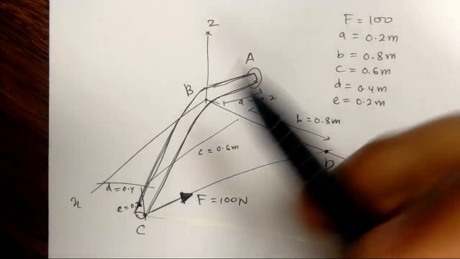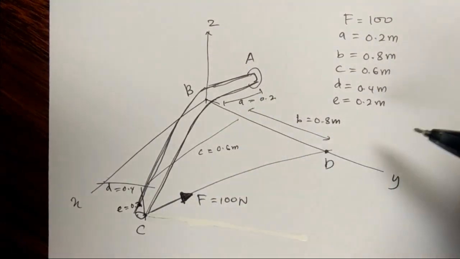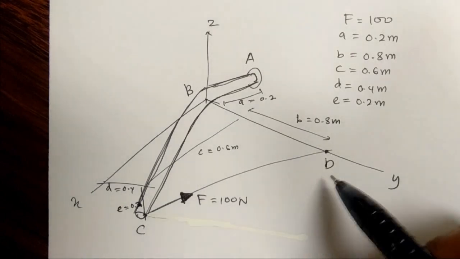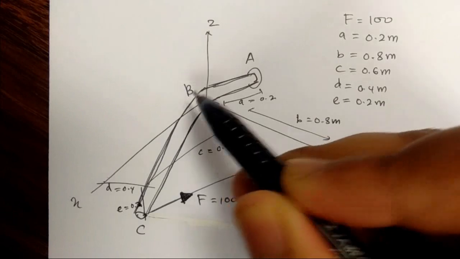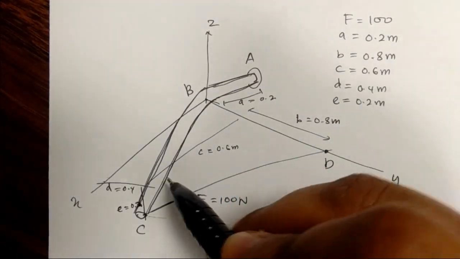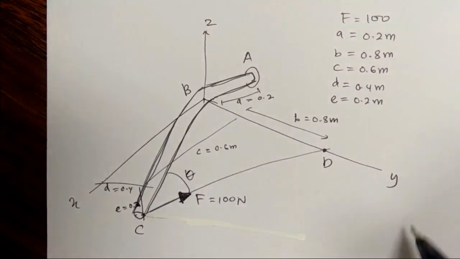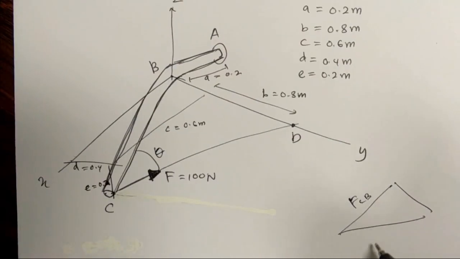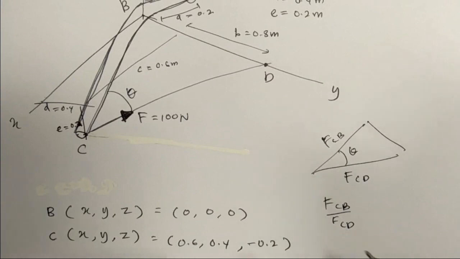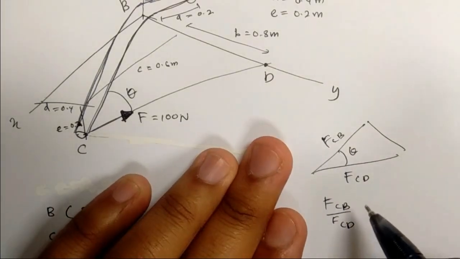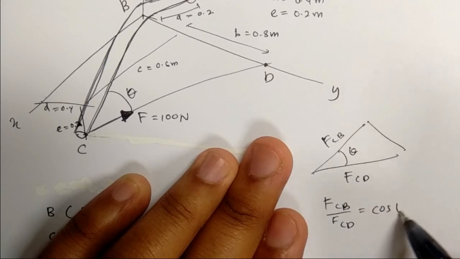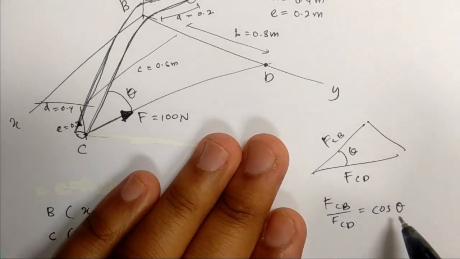Okay guys, the question asks you to get the projected force of FCD. So the projected force of FCD is FCB. Simply using this formula, if you know the theta here, using the cosine rule, here is FCB and here is FCD. The cosine rule means that FCB per FCD equals cos theta. So you need to get the theta.